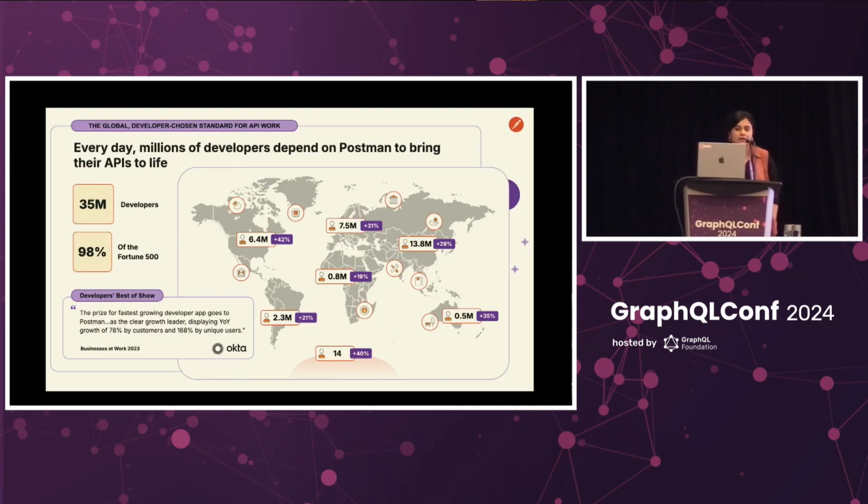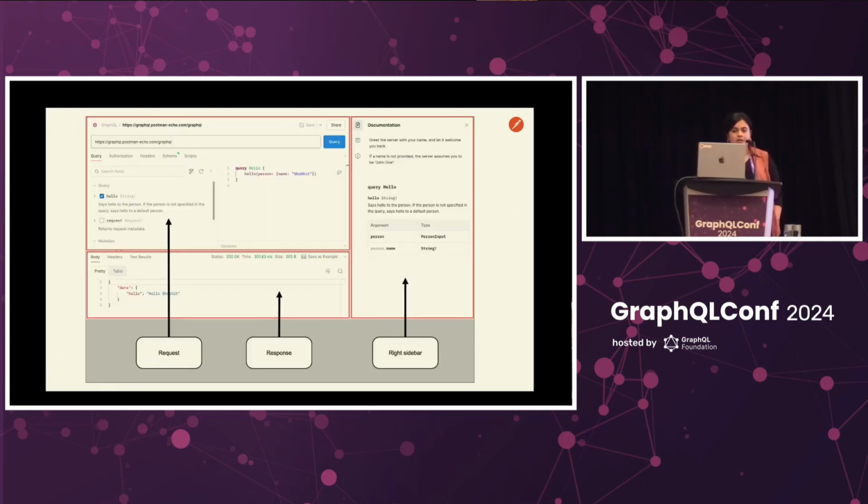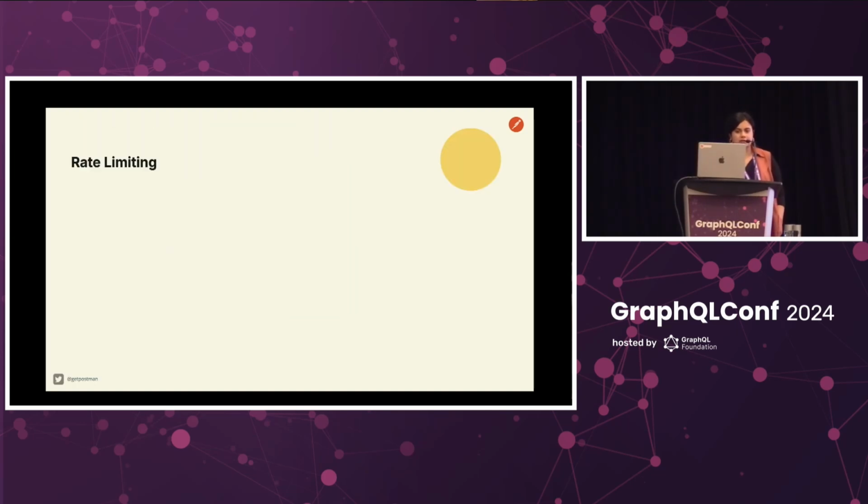I work at Postman, and Postman is a tool that is used by over 35 million developers worldwide for all things APIs, and GraphQL is a big one of them. So just to give you a little bit of an insight on the GraphQL client, it's recently been updated in 2023, and it's a new way for you to work with GraphQL queries, using introspection and test your APIs. But today's talk is all about rate limiting.